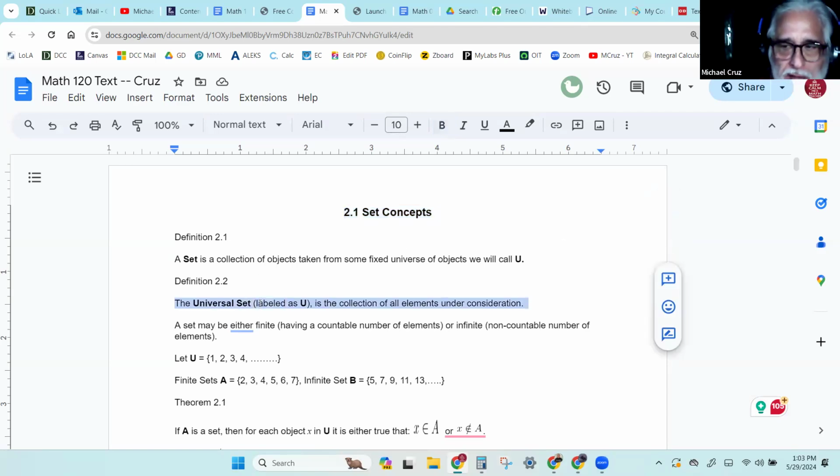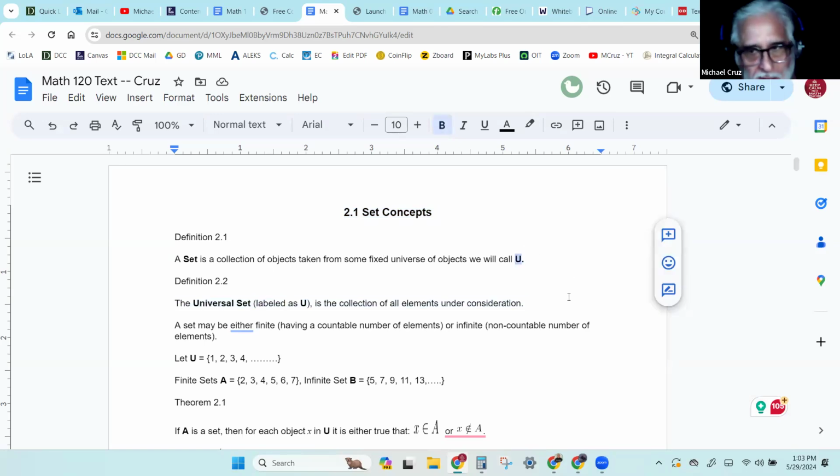So the universal set, called U like that, is just the collection of all objects under consideration. So like A through Z would be the universal set for the English alphabet. Sets can be either finite or infinite. Infinite sets mean that there's an uncountable amount in there. And so the way that we express an infinite set is to do this, where we'll establish a pattern.